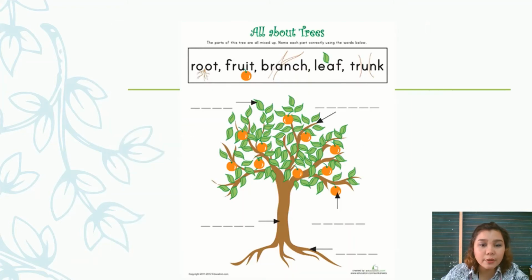Okay, let's have another picture of a plant, but this time it's bigger, it's taller. It's what we call tree. Okay, so we have here the parts of a tree. So we have root, fruit, branch, leaf, and trunk. Okay, so let's name the parts. What do we call this?